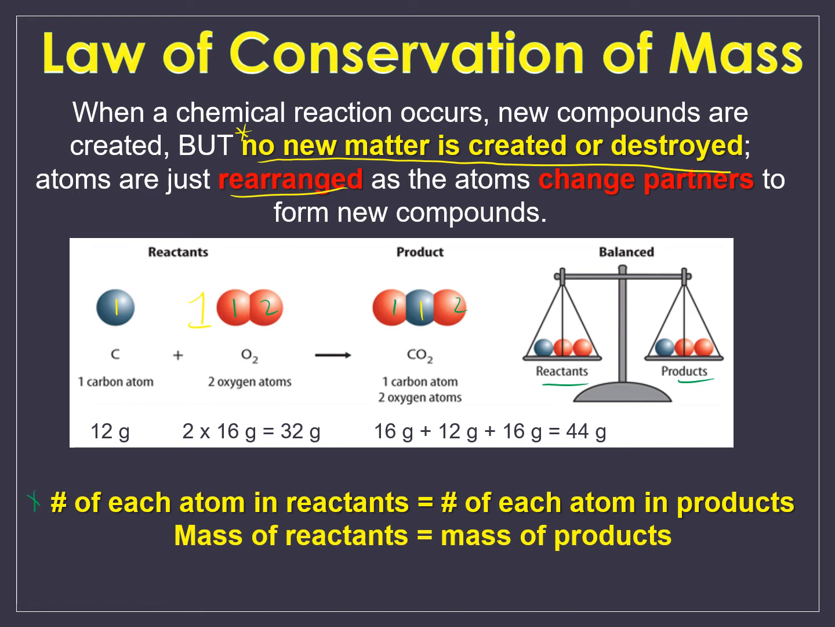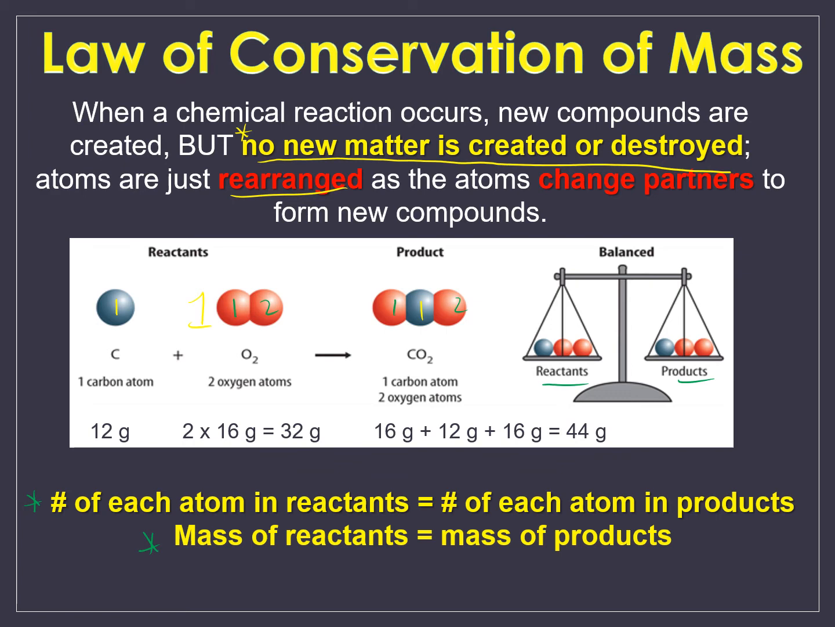I want you to add this to your definition for the law of conservation of mass underneath the symbols that you see on this slide. And last, the mass of the reactants is equal to the mass of the products. So I see that one carbon atom has a mass of 12 grams. I grabbed this number from my periodic table. The mass of one oxygen atom is 16 grams, and there are 2 oxygen atoms, so I've taken that mass of 16 and multiplied it by 2. So the mass of this oxygen molecule is 32 grams.